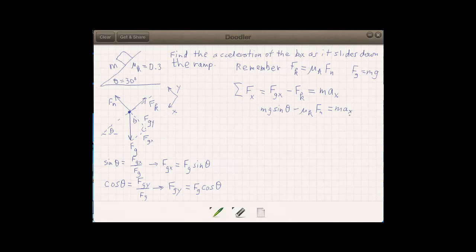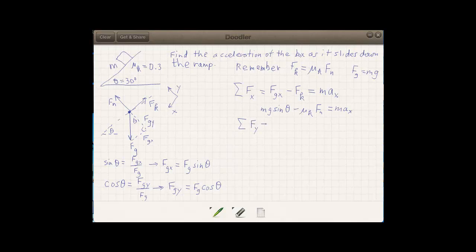We can't solve for a sub x by itself because we don't know the normal force. We're going to have to figure that out separately. We do know the coefficient of friction, we know g, we know the angle theta, but we don't know the mass and we don't know the normal force. So we move on and do the same thing for the forces in the y direction.